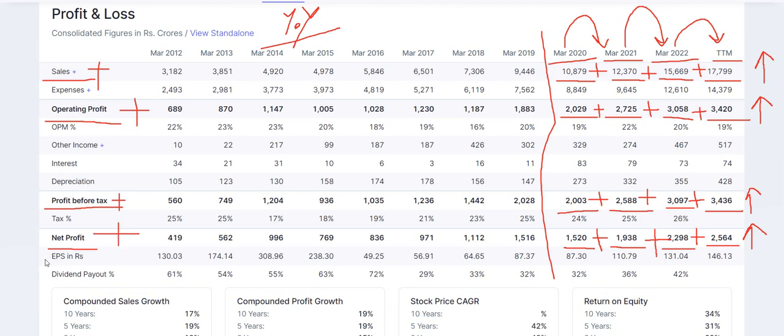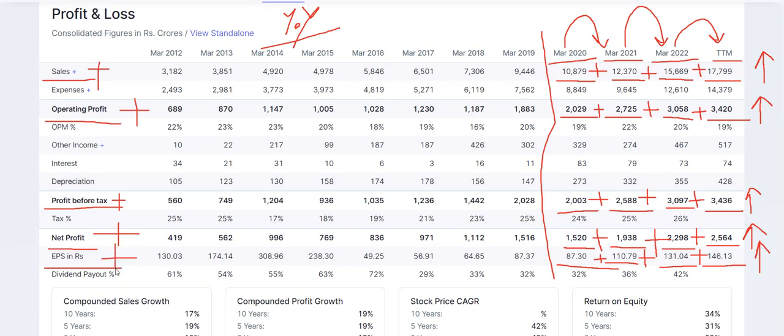Coming to the EPS in rupees, it is 87.30. It increased to 110.79. Further increased to 131.04. It further increased to 146.13. So EPS is also increasing on every year basis.